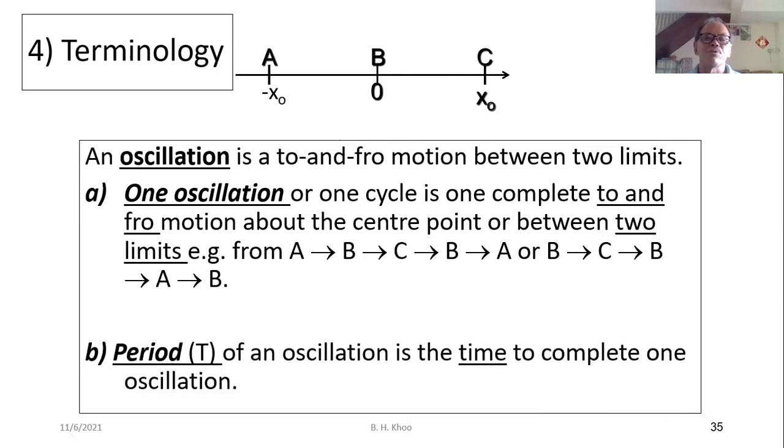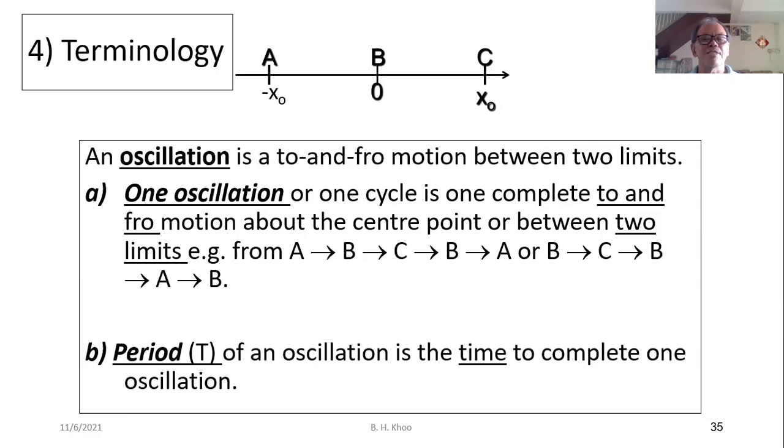Right, so the time to go from B to C, back to B, and B to A, and back to B is called the period. And that is the time for one complete oscillation. Nothing much, so understand it and memorize it. Period means from A to B to C and then back to A. That's basically the period, right? You always must start from the same point.